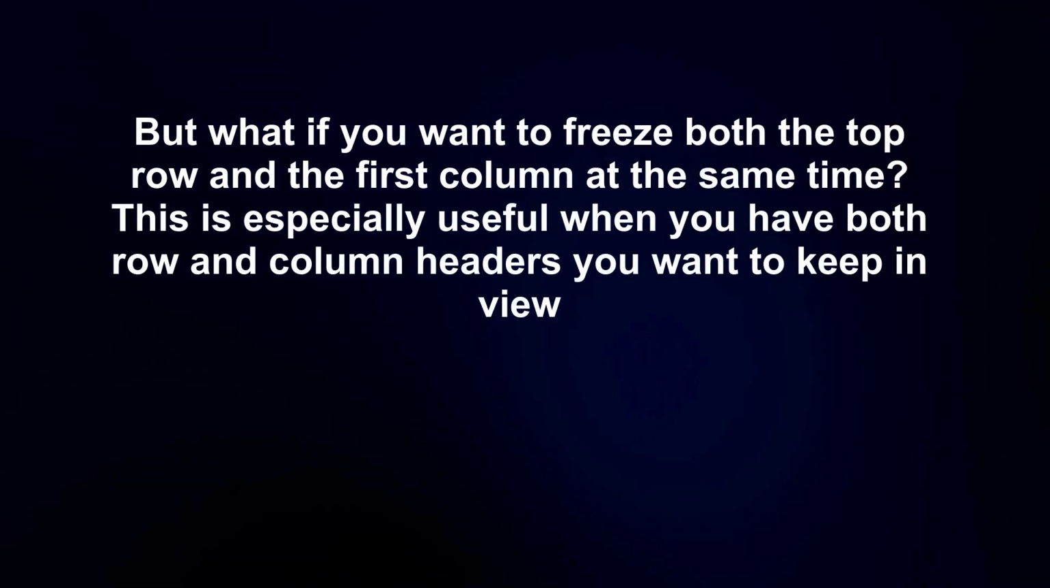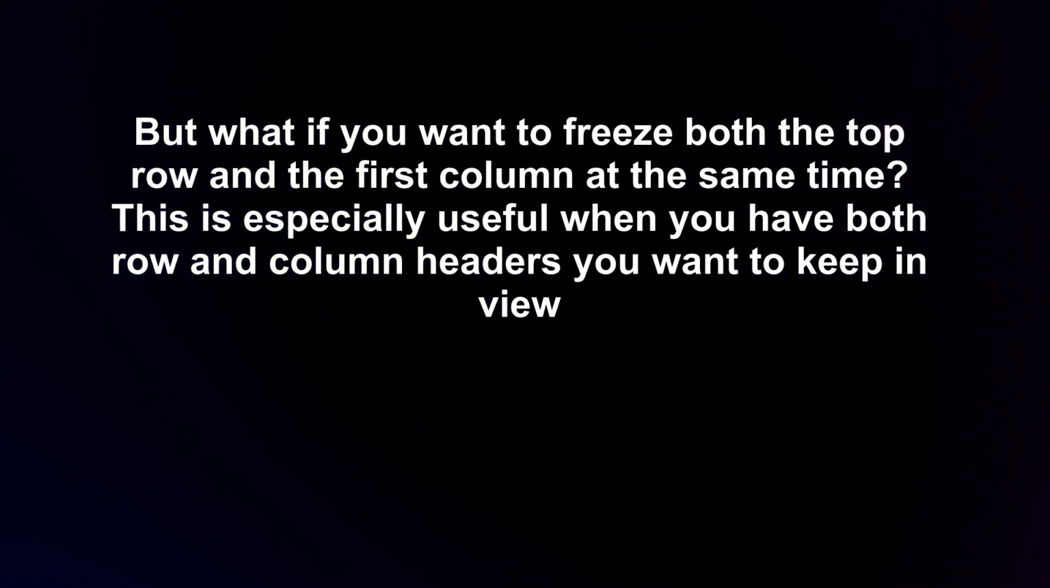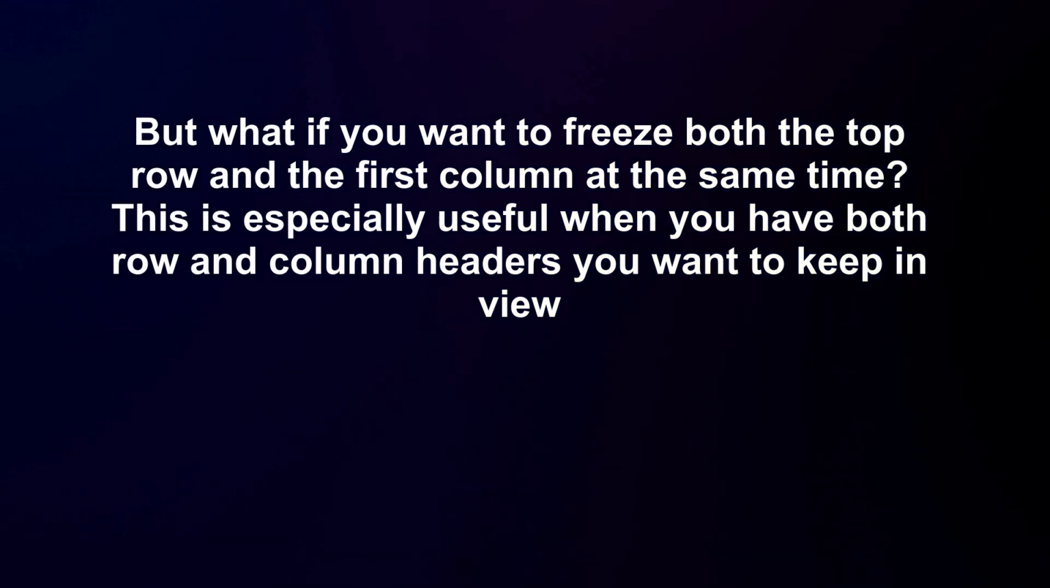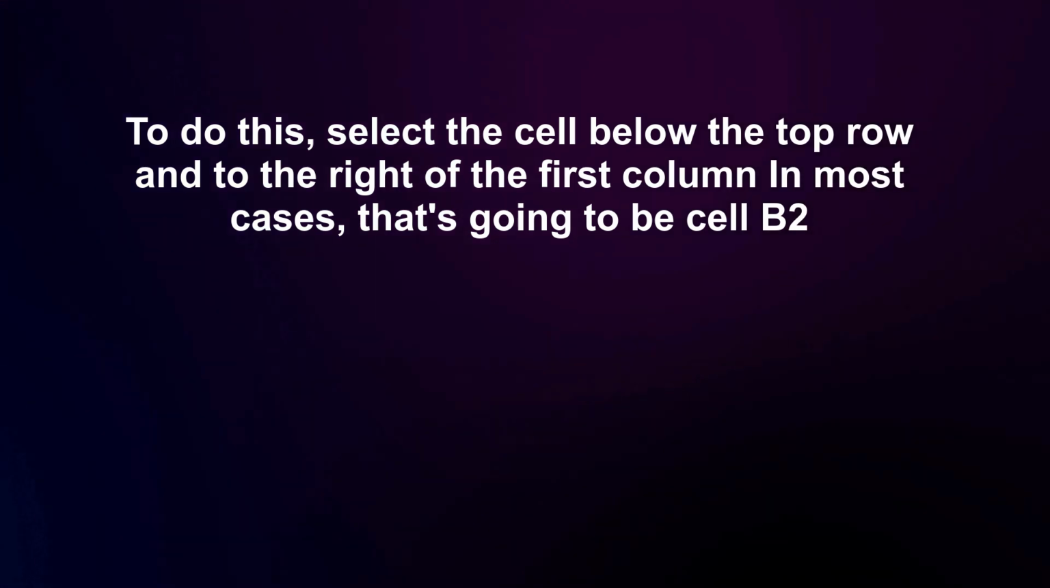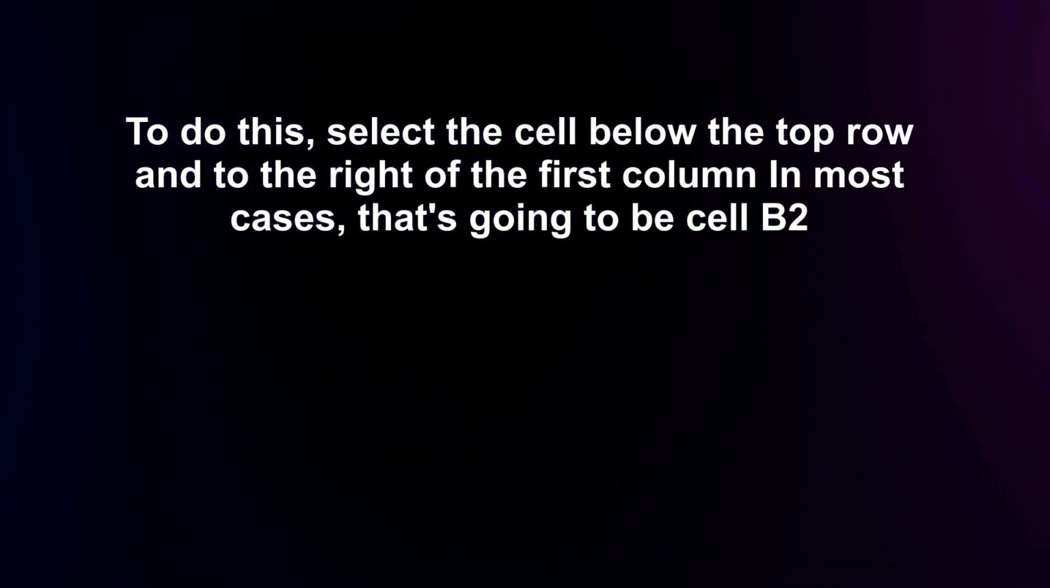But what if you want to freeze both the top row and the first column at the same time? This is especially useful when you have both row and column headers you want to keep in view. To do this, select the cell below the top row and to the right of the first column. In most cases, that's going to be cell B2.